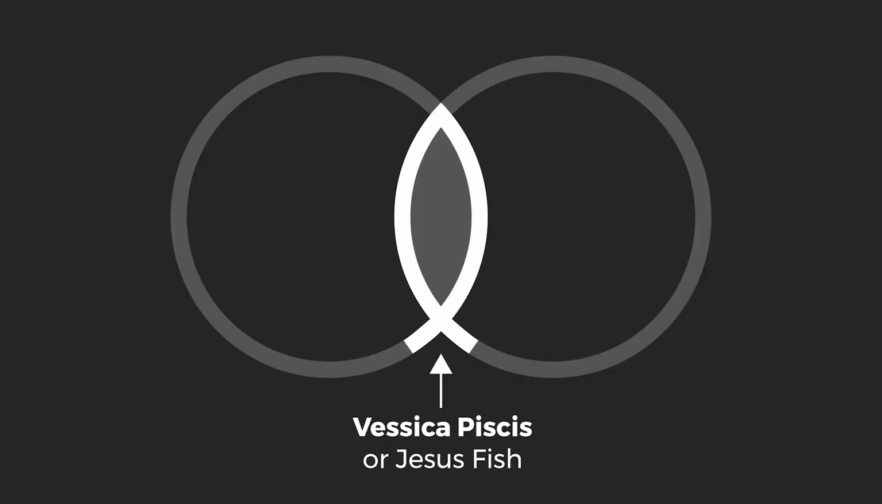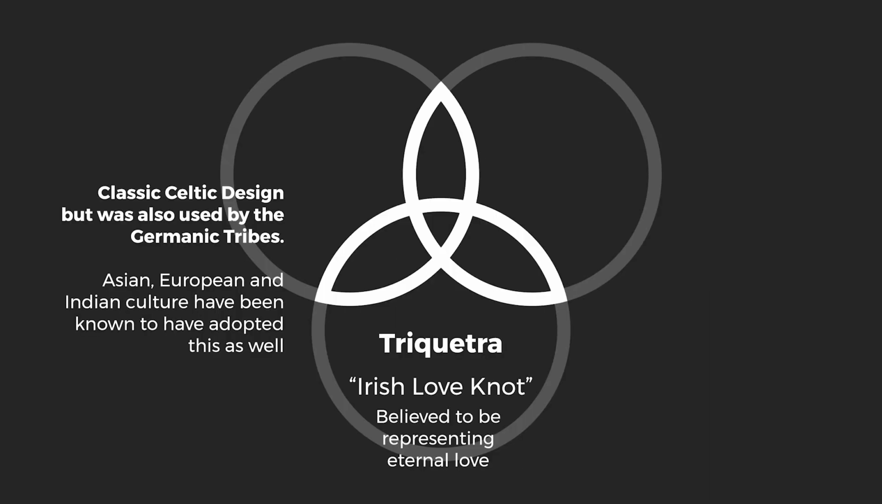To achieve the desired design, we first start off with two donut-shaped circles. Our next step is to overlap them and form a vesica piscis, or what we call the Jesus fish. The Jesus fish is the primary foundation for building our Triquetra, otherwise known as the Irish love knot, which is believed to represent eternal love.